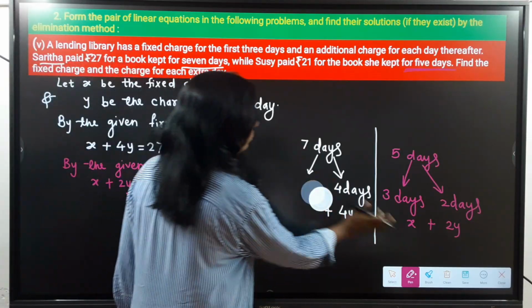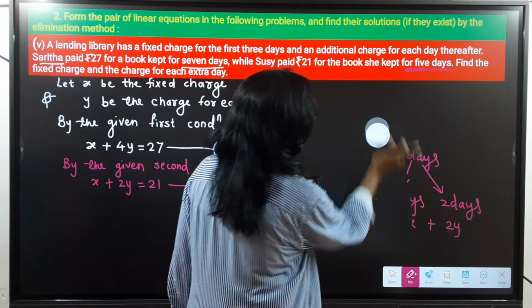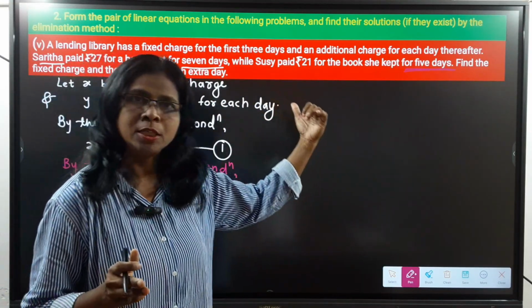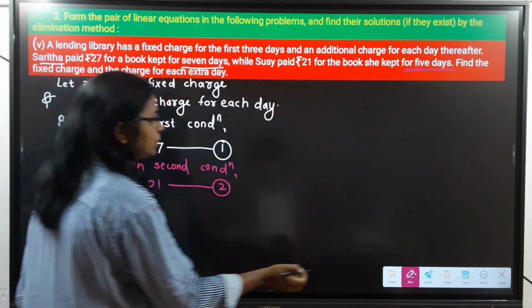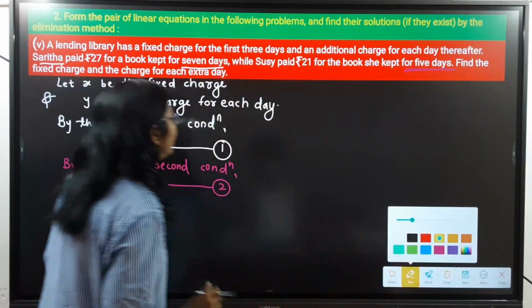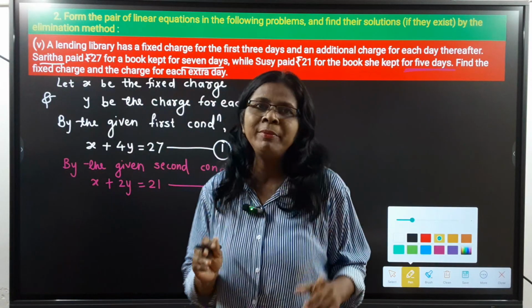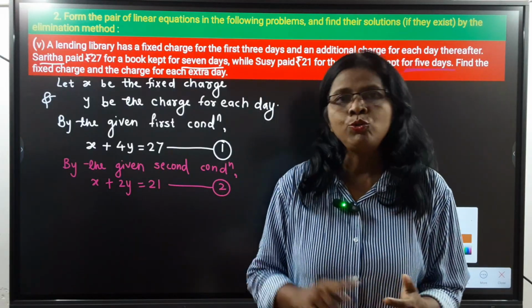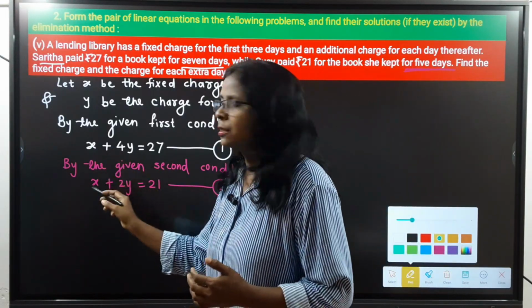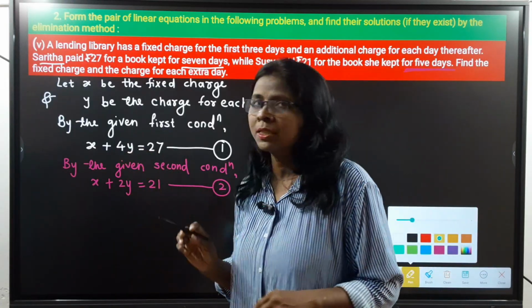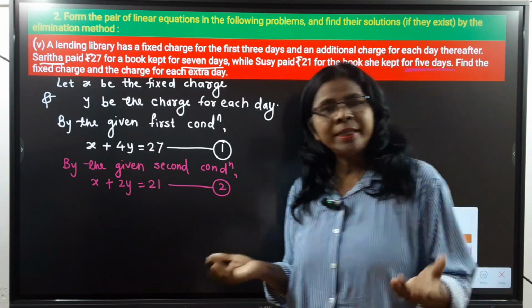Now here students, we have two equations, and we have to solve these two equations with the help of the elimination method, as per our instruction. For the elimination method, we have to eliminate one variable. It is easy to eliminate x, because in the first equation there is x, and in the second equation there is x. By subtracting both equations, it can be eliminated.